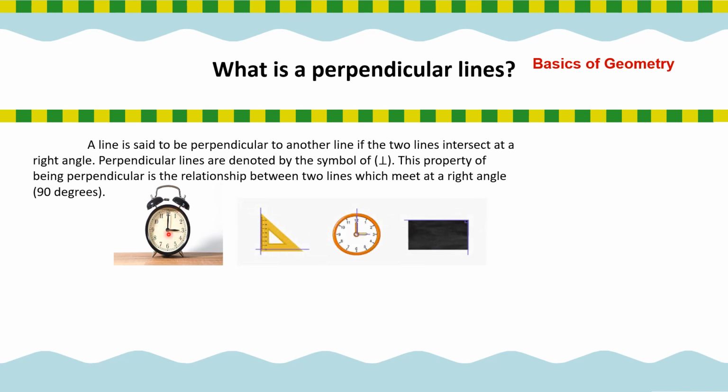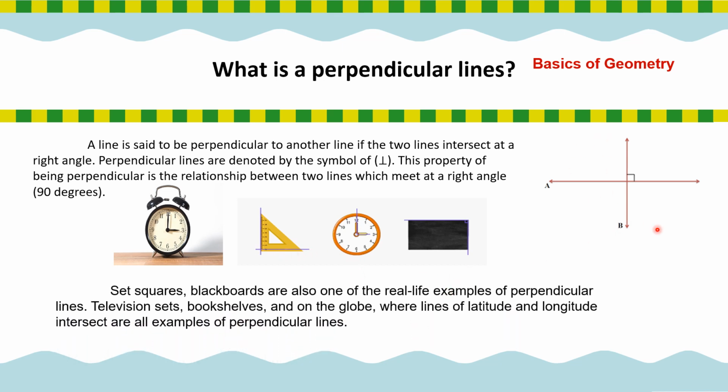Okay, look at the clock. Now this one, okay? So this is a perpendicular lines. Set squares, blackboards, are also one of the real life examples of perpendicular lines. Television sets, bookshelves, and on the globe, which lines of altitude and longitude intersects, are all examples of perpendicular lines.